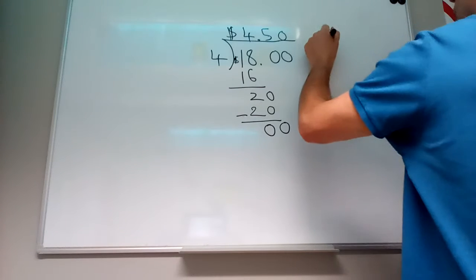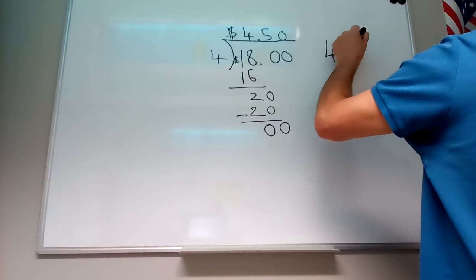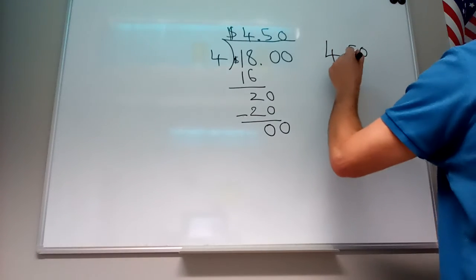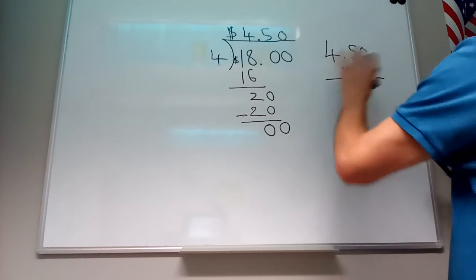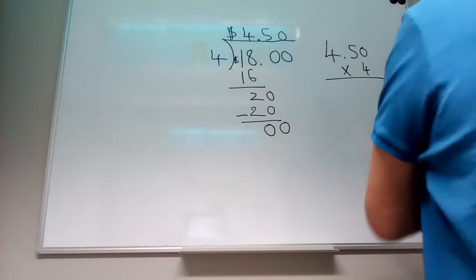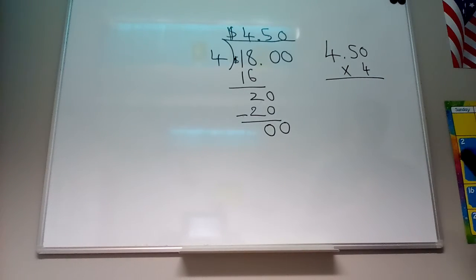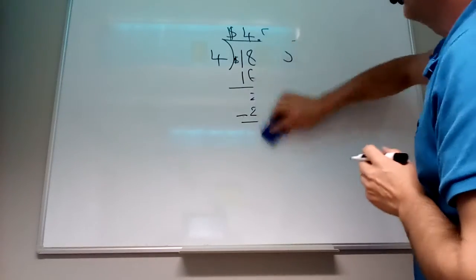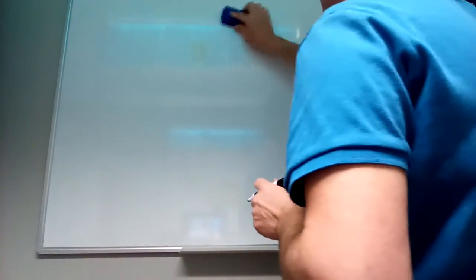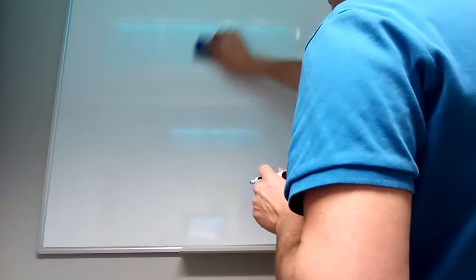And if you wanted to check that, you could go to 4.50 times the 4, and if you did that multiplication all out, you would come out with $18. It would work out to that. Okay. So now that's just a way to do decimals or dollars in division.